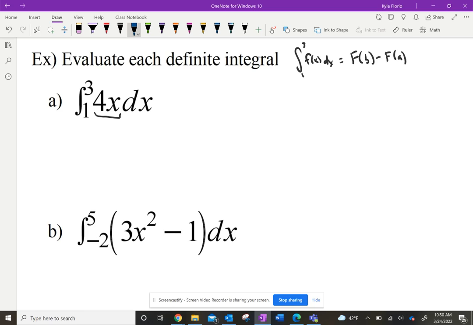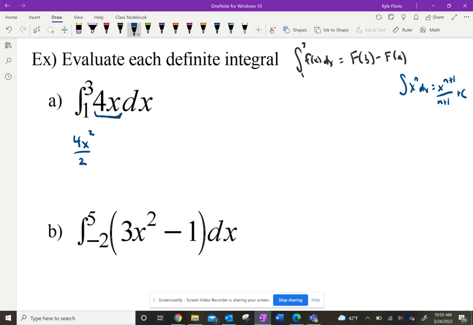The antiderivative of 4x, we're just going to use the power rule here. So by the way, if I want to find the antiderivative of x to the n, it's x to the n plus 1 over n plus 1 plus c. So the antiderivative of 4x is going to be 4x to the second over 2.